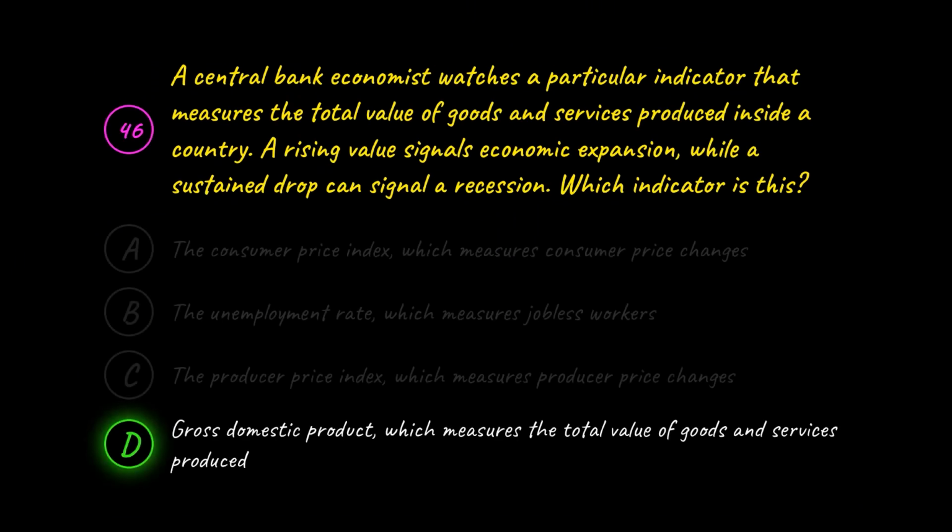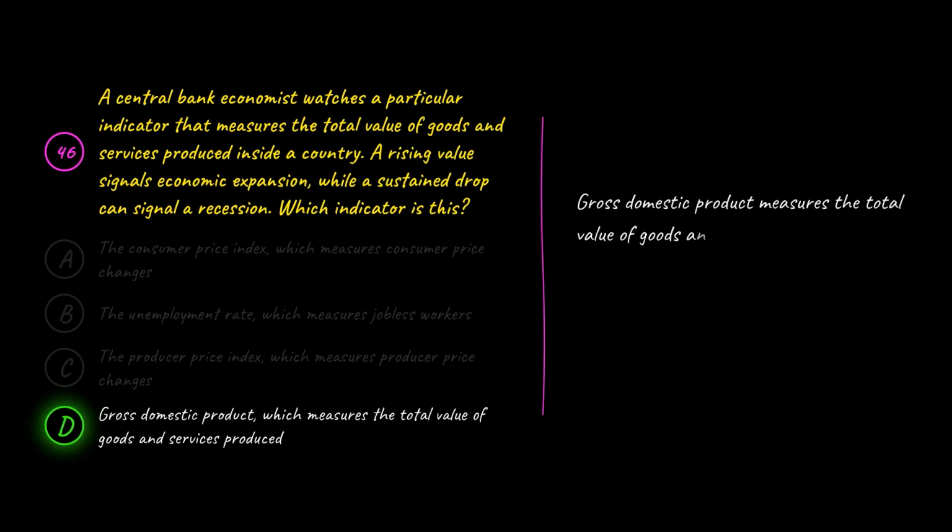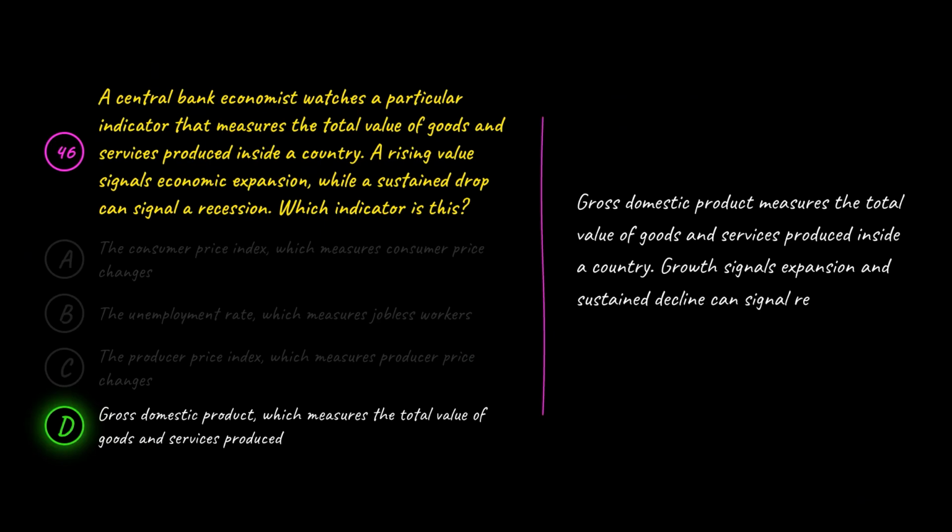The correct answer is D. Gross domestic product, which measures the total value of goods and services produced. D is correct because gross domestic product measures the total value of goods and services produced inside a country. Growth signals expansion and sustained decline can signal recession, which matches the description.